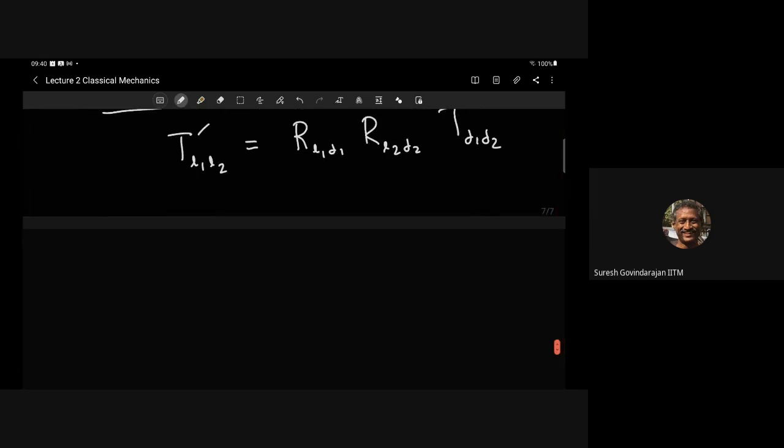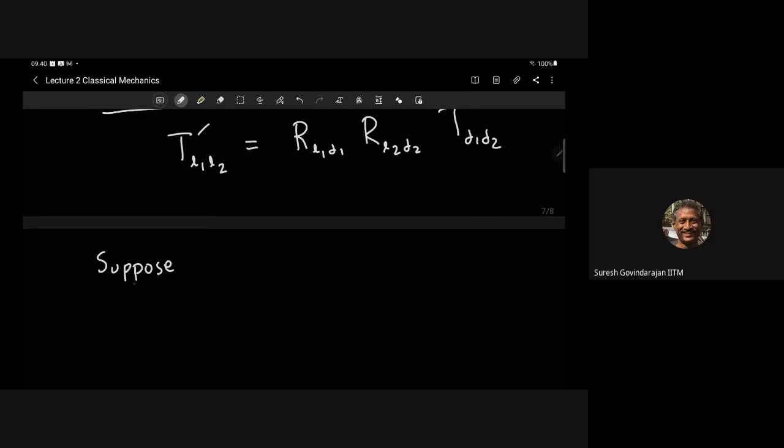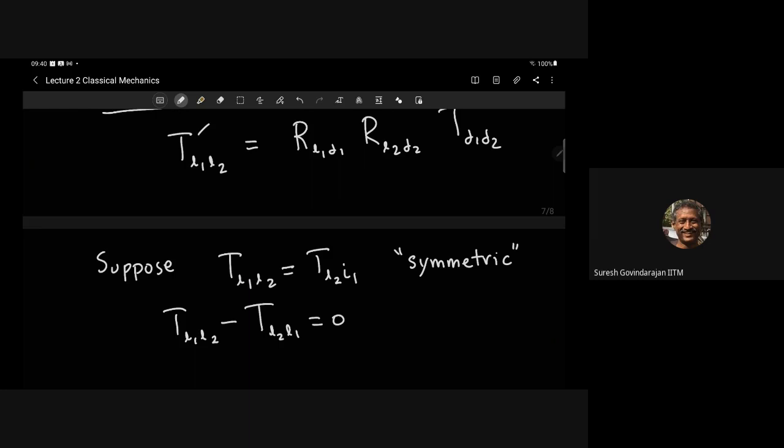Now suppose, so let's look at some properties. Suppose T I1 I2, if you exchange the two indices, so what do you call something like this? It's called symmetric. Okay, we can rewrite this in a slightly different form. We can write it like this: T I1 I2 minus T I2 I1 equal to 0. Okay, so you can view this in many ways, but I can view this as an equation which is a tensor equation of rank 2.